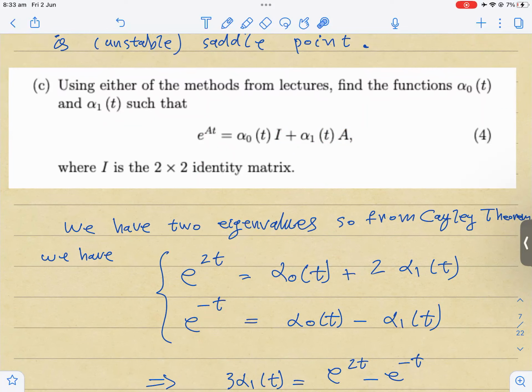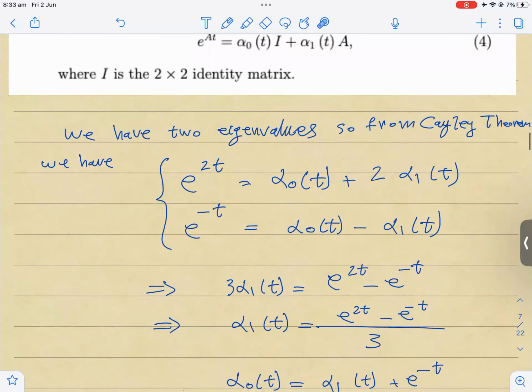Now, if you have one repeated eigenvalue, what you could do is write this equation, then take a derivative and make it a second equation, so you get a system of equations. Anyway, since you have two distinct eigenvalues, you don't have to think too much. So we write this one.